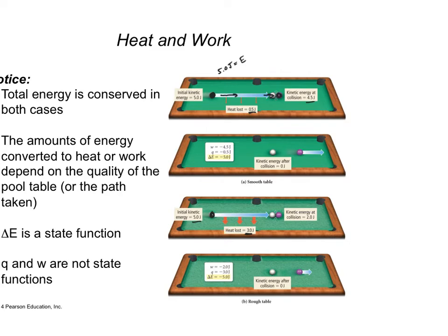So in the smooth table, we didn't lose very much in the form of heat. All of it transferred in the form of work. On the rough table, we lost a lot in the form of heat. Not very much was transferred in the form of work.